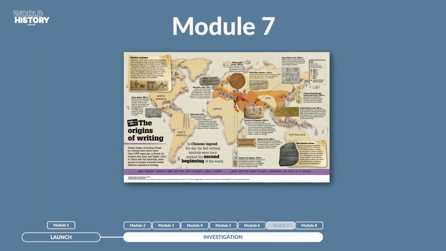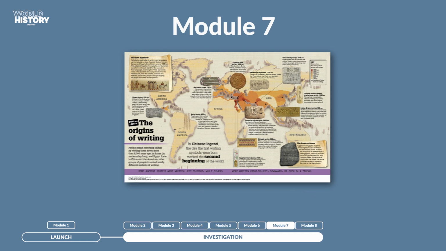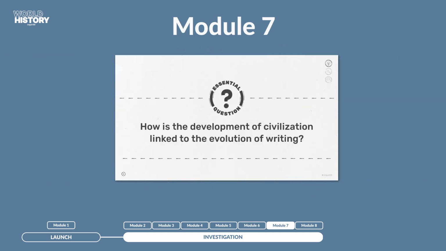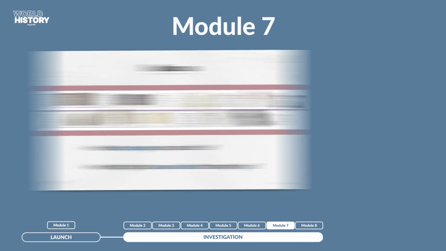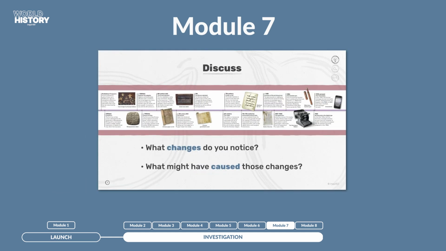In Module 7, students explore the link between writing and civilization. They evaluate evidence to answer: did writing lead to changes in civilization, or vice versa? Students analyze and argue their positions throughout the module in discussion and written claims.